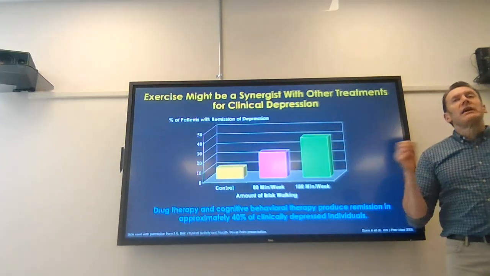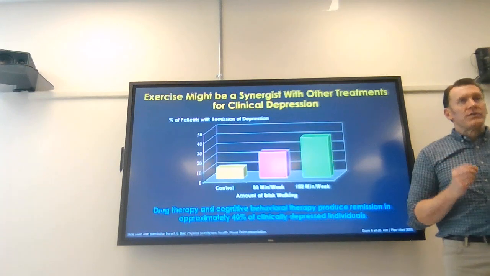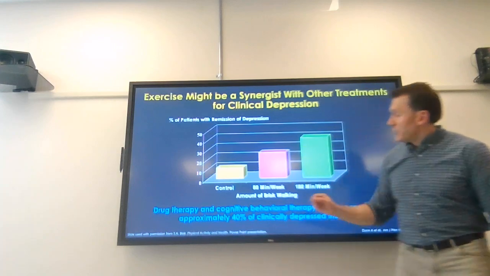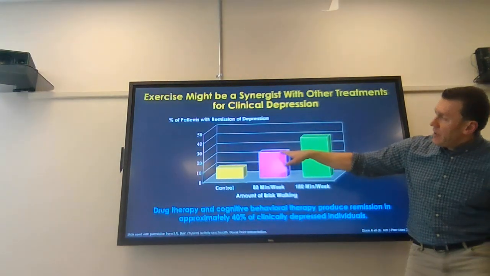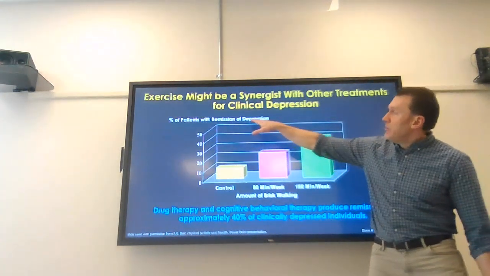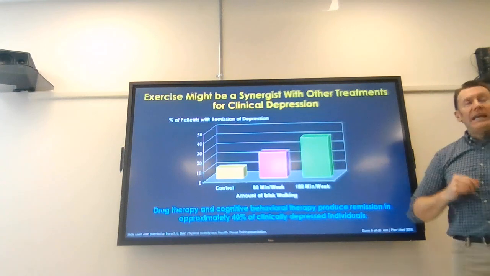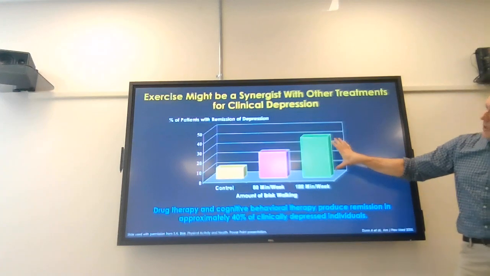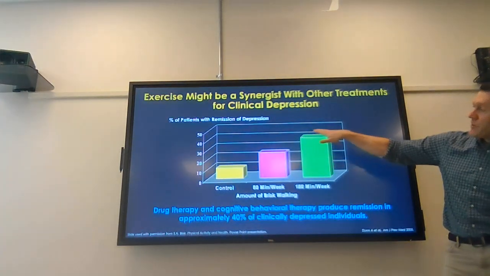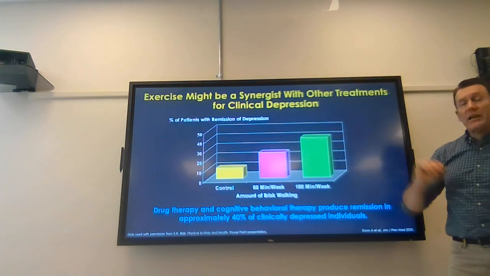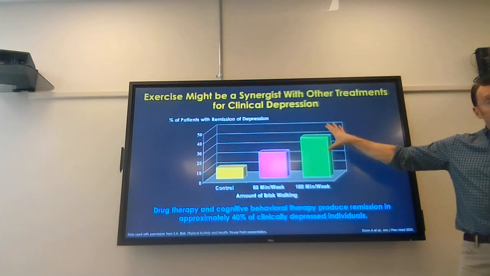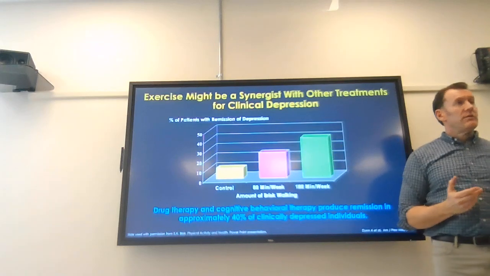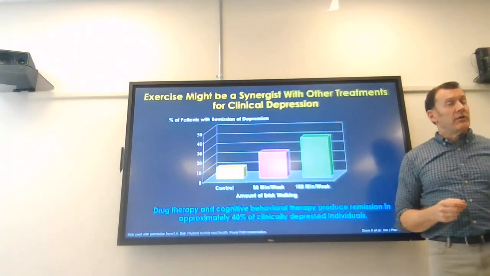So it even looks like there's a dose response for exercise in remission of depressive symptoms. So the control condition, which was no exercise versus 80 minutes a week, you have 30% of patients with a remission, okay? And then going up to 180 minutes a week. So just above the physical activity guideline, 30 minutes over it, and you have almost 40% remission. So exercise alone, at least from this data, is as effective as drug therapy and cognitive therapy, but what if we put them together? So it would be synergistic and may even produce greater remission.